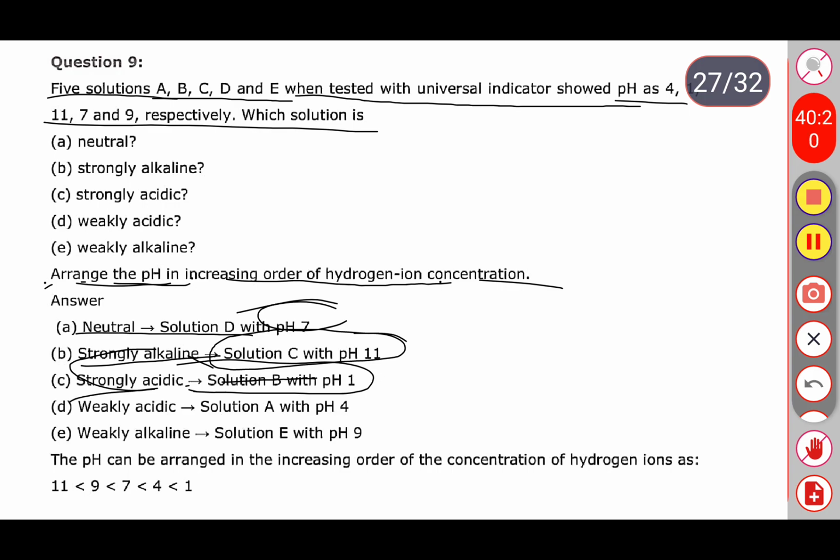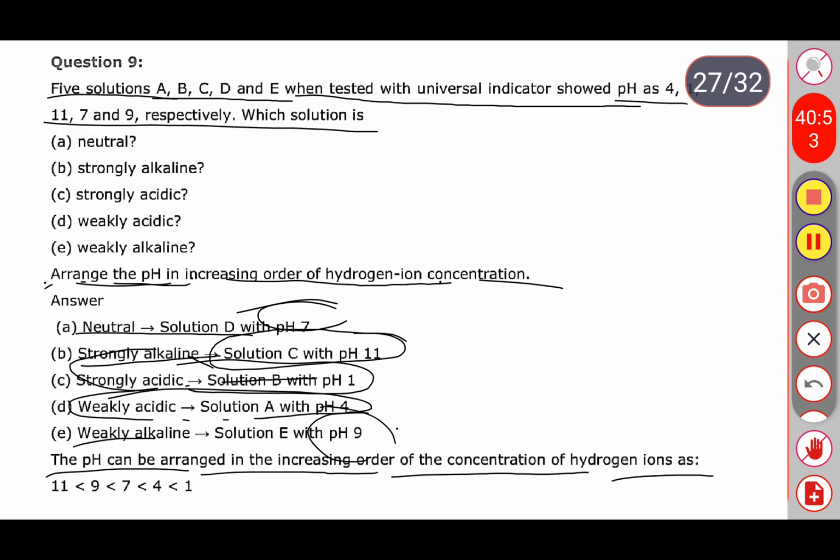Solution A is a weakly acidic solution because its pH value is 4. A weakly alkali solution is the substance which has a pH value of 9. The pH values can be arranged in increasing order of concentration of hydrogen ions as 11 is greater than 9, 9 is greater than 7, 7 is greater than 4, 4 is greater than 1. Okay, see the next question.